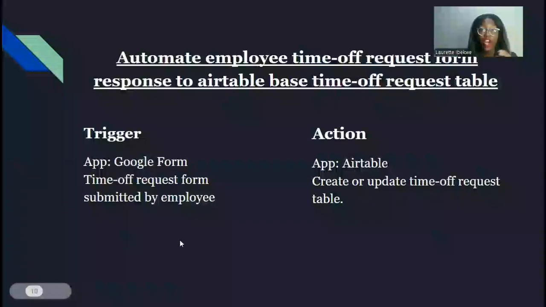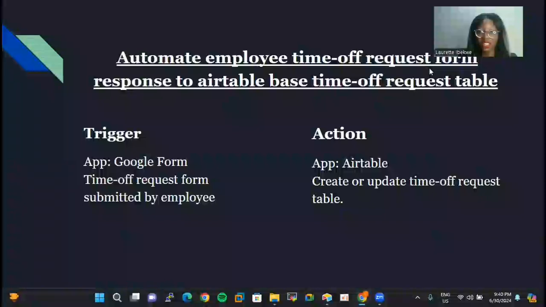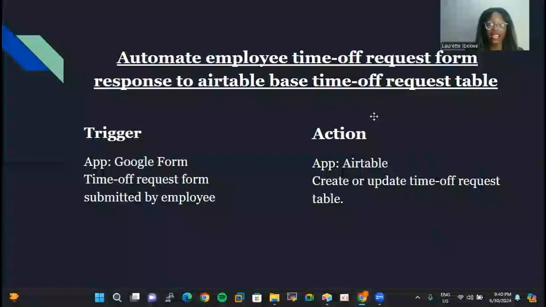We go to the second one, to automate employee time of request form response to the Airtable time of request base. Now you have your trigger. Your trigger is the app, Google Form, and the action is Airtable. Now remember, I mentioned, as you're filling the form, you need the data to be sent synchronously to the Airtable base. That way, there isn't any loss of data. That way, every request is accounted for.